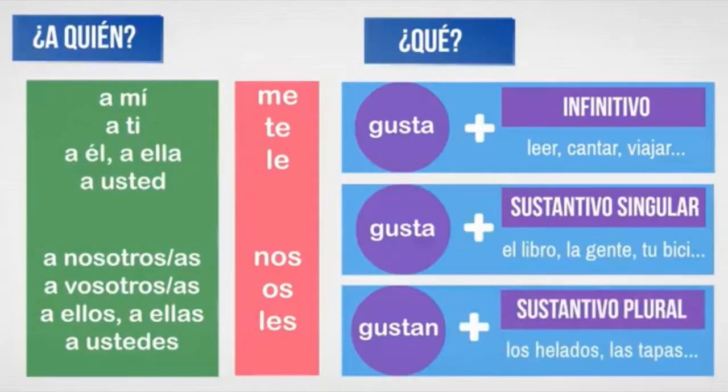We can also use the verb gustar with a sustantivo, but we need to use me, te, le, nos, os, les, gusta plus sustantivo singular or gustan plus sustantivo plural. Let's go see some examples.